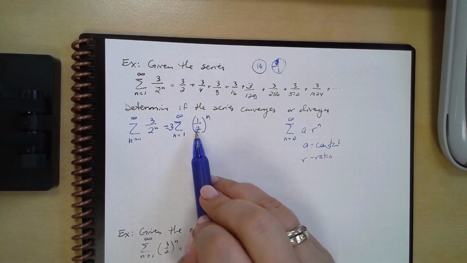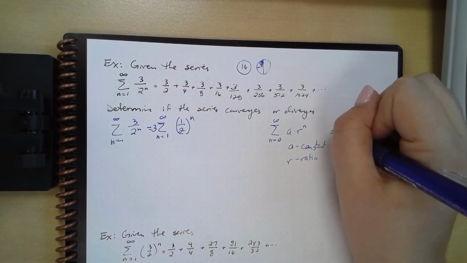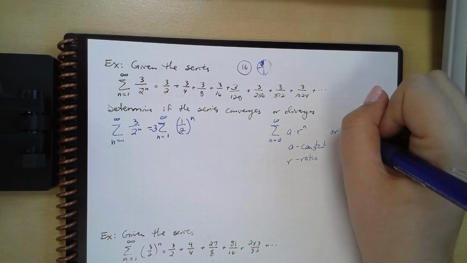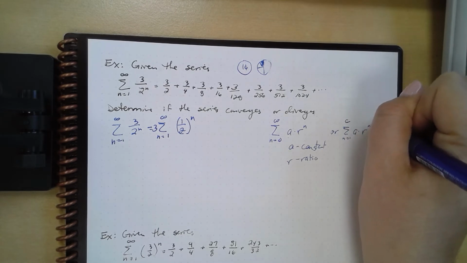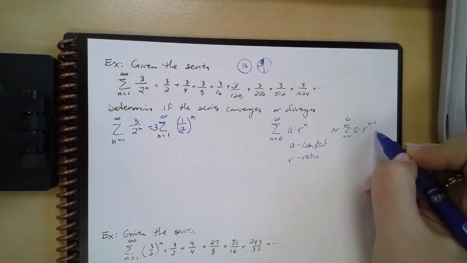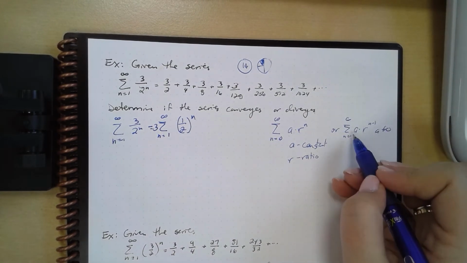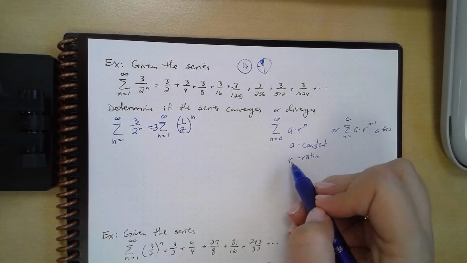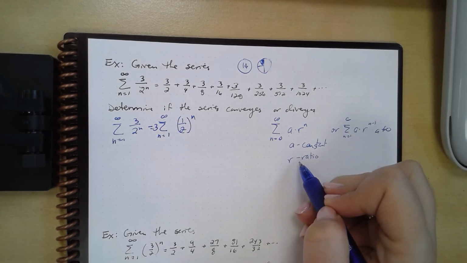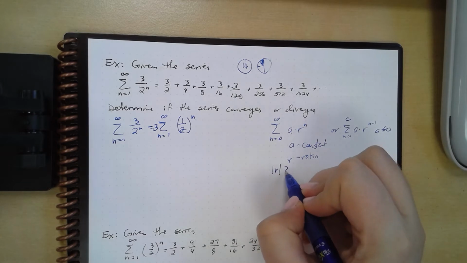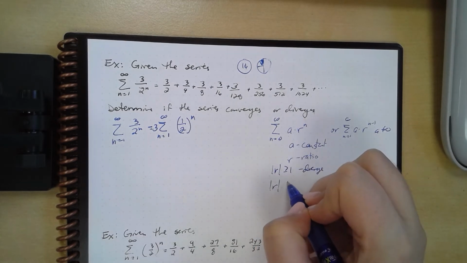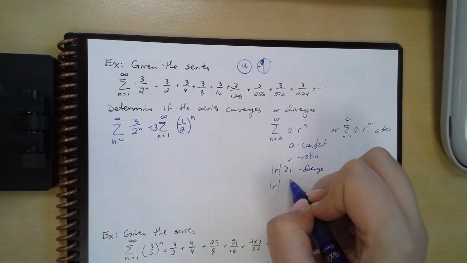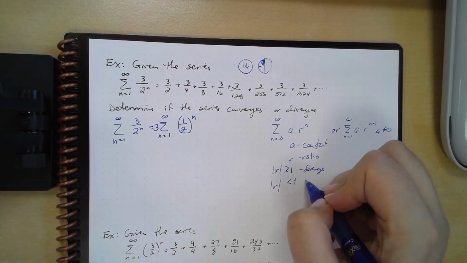You could also write it as n equals 1 to infinity of a times r to the n minus 1. It doesn't really matter. But a cannot equal 0. If the absolute value of r is greater than or equal to 1, we're going to diverge. But if the absolute value of r is less than 1, then we're going to converge.